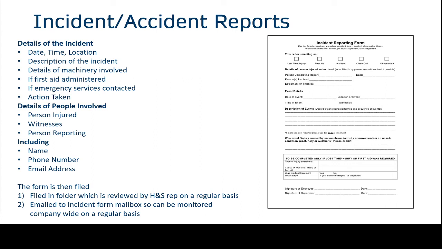You'd also record details of the people involved, and that would include details of the person who's been injured, details of any witnesses, and also the details of the person reporting. So that's the person filling out the form. And those details would include their name, phone number, email address, and any other additional information that might be required on the form, depending on your procedure.